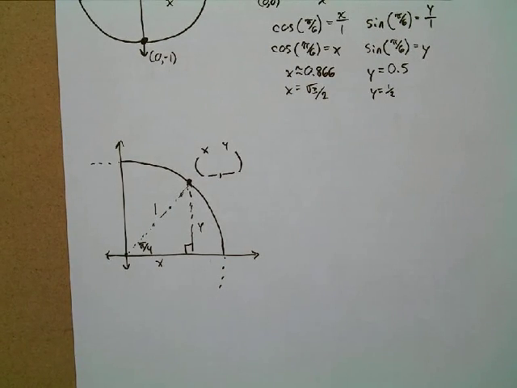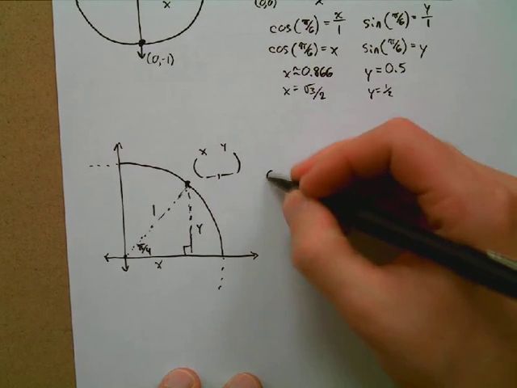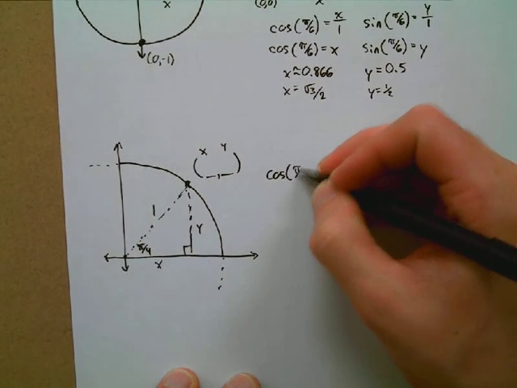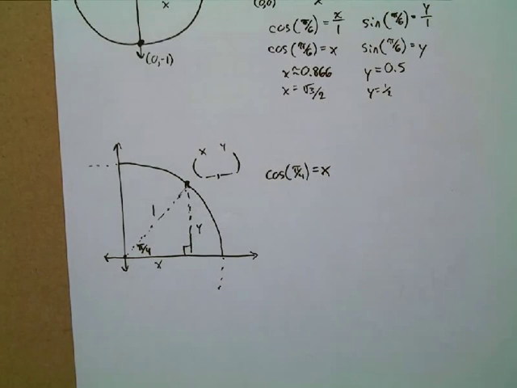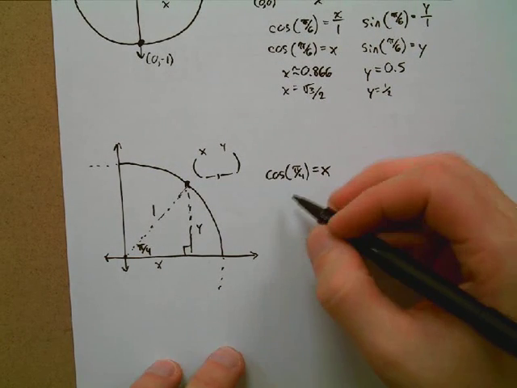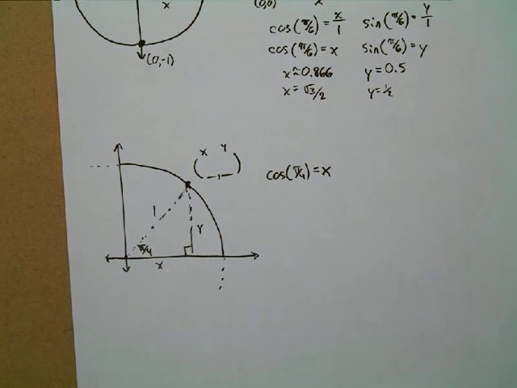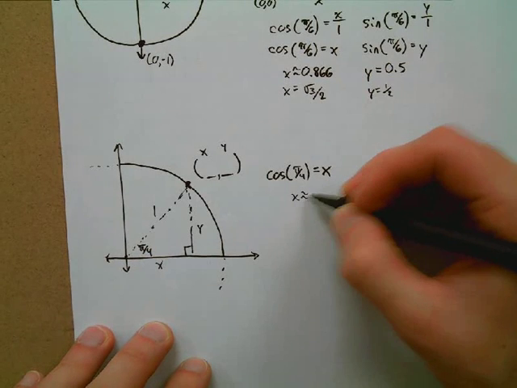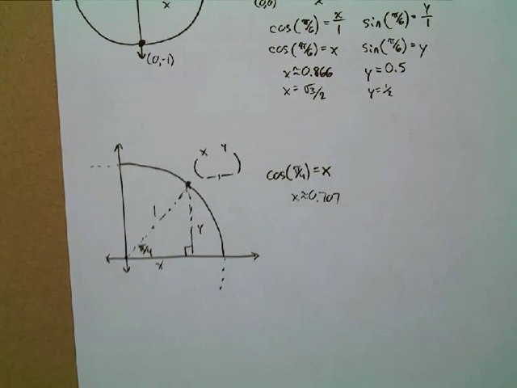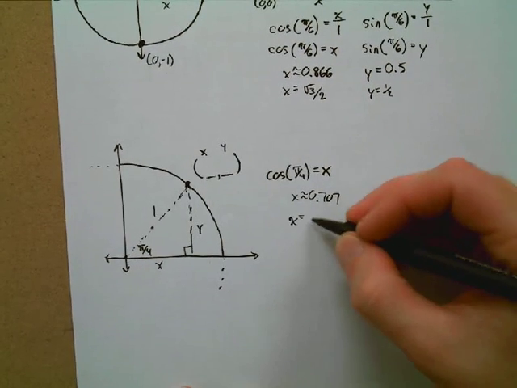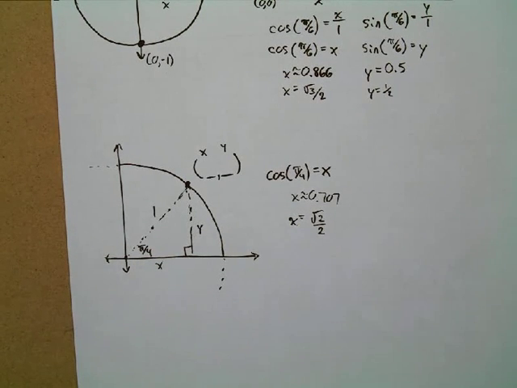Cosine of pi over 4 as a decimal, I think, is like 0.707 approximately. But exactly, it's the square root of 2 over 2. It is exactly the square root of 2 over 2. And then what about for y? How can we find y here? What trig ratio could we use?